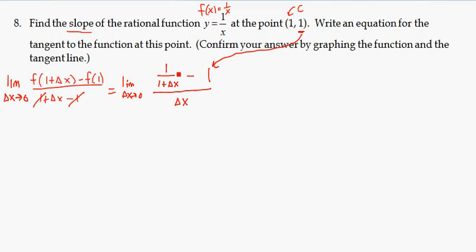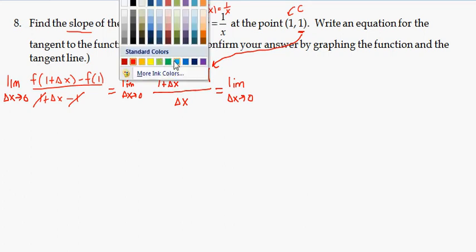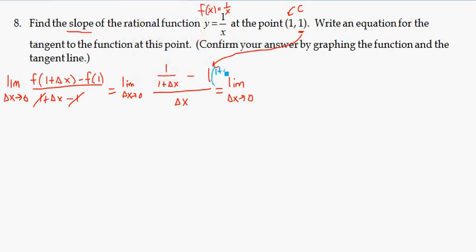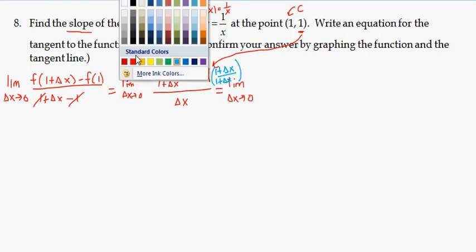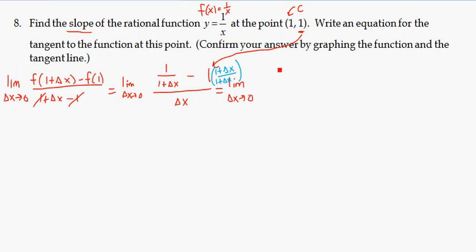Now, we haven't done much with fractions yet, but we know from middle school that to subtract two fractions, we need a common denominator. So I need to make both of these fractions have the common denominator of 1 plus delta x. So I'm going to multiply this second term by 1 plus delta x over 1 plus delta x. Of course, I can multiply by something like that because it's equivalent to 1. That gives me my first term, 1 over 1 plus delta x, minus 1 plus delta x over 1 plus delta x. And now these both have the same denominator, and I can subtract.